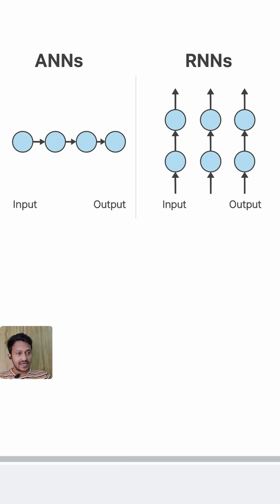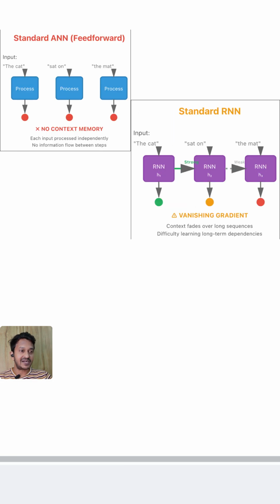So RNNs helped, but they had limitations again, right? RNNs remember previous words, but only for a short time. ANNs did not remember anything. They took everything as a snapshot, but RNNs remembered a bit, only for a short time, right? So when sentences became long, RNNs start to forget the earlier parts. That was the biggest limitation with recurrent neural networks. They also process text one word at a time, which makes training very slow, right?